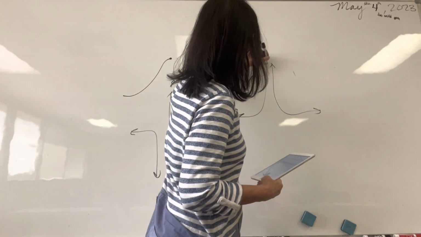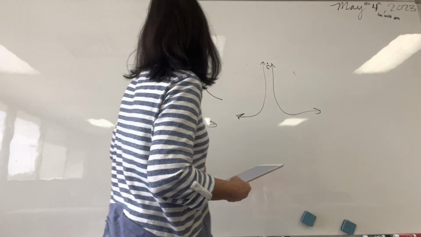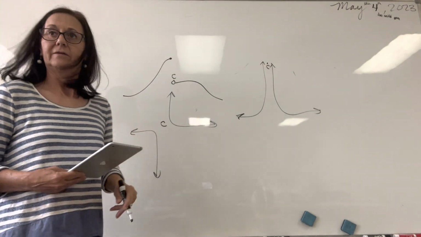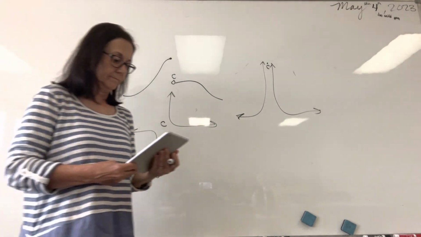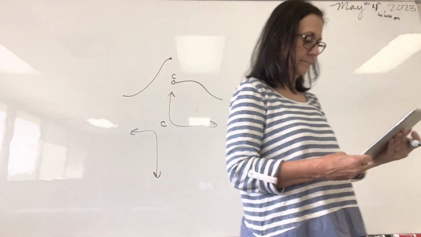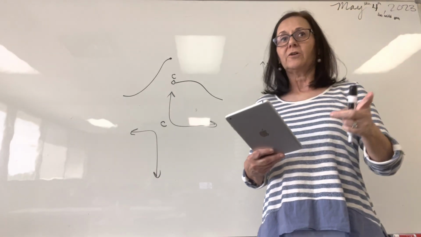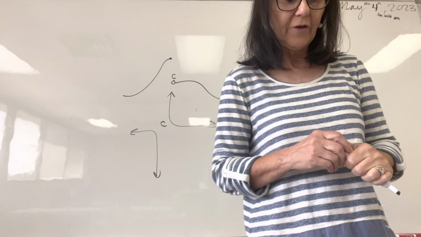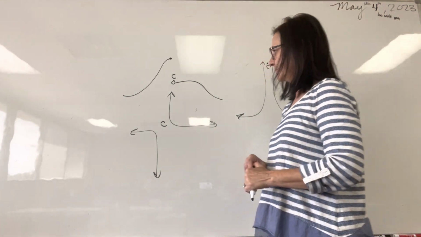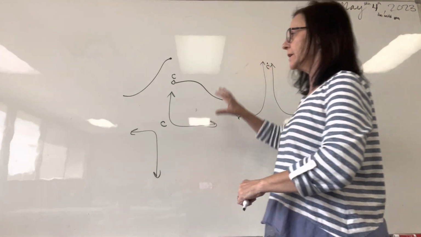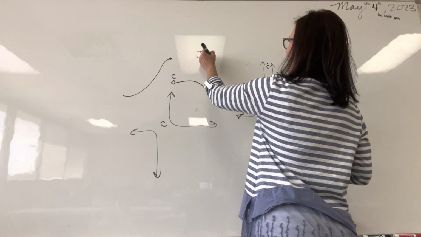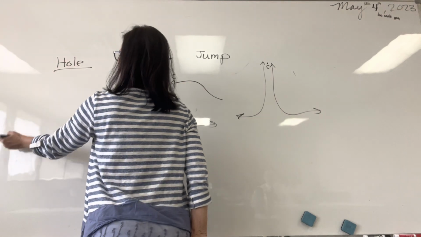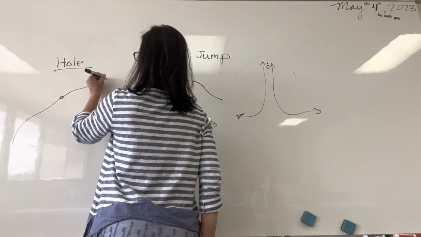If this were C, if C were in here, between them. All right, jumps in the graph. The second one is holes. If there is a hole in the graph. All right, but there's a difference between a jump and a hole, so I'm going to label these, jump and a hole. So this would be a hole in the graph.